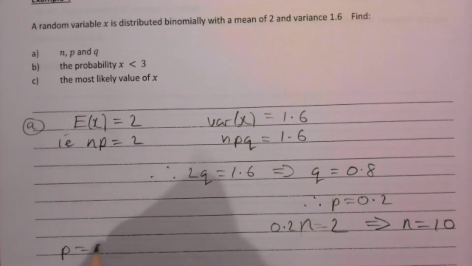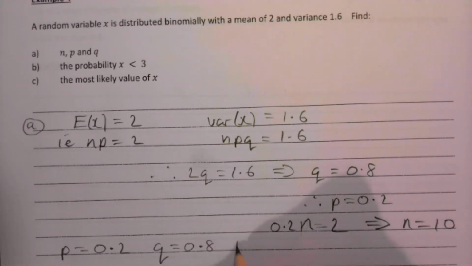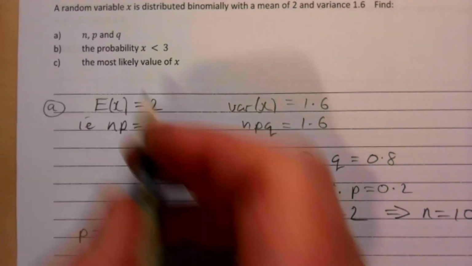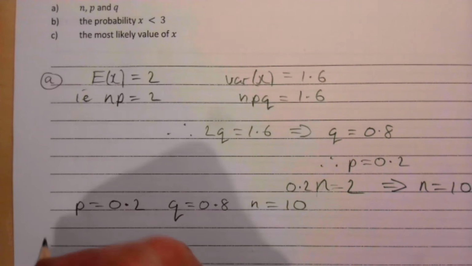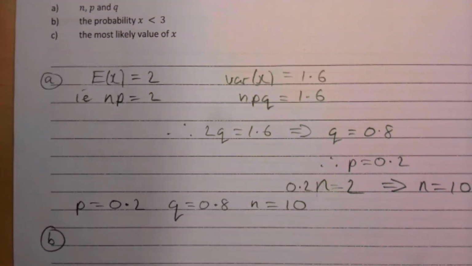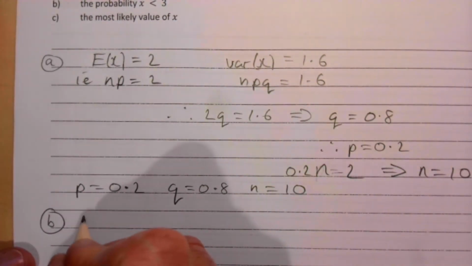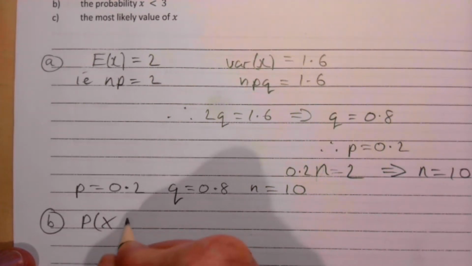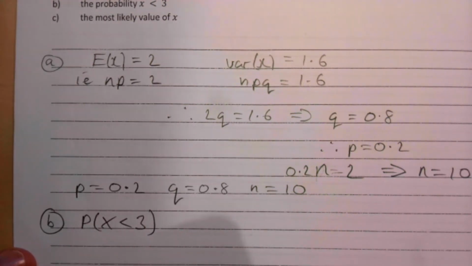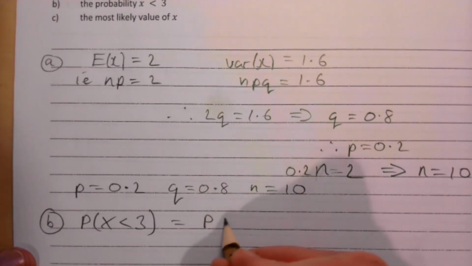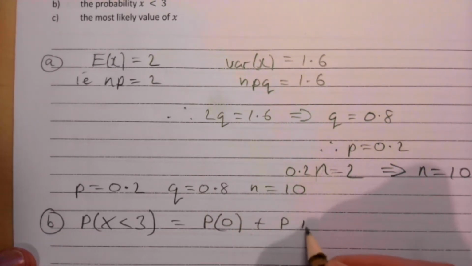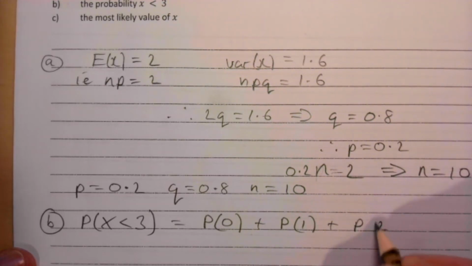P is 0.2, q is 0.8, and n is 10, and we can now do the rest of the questions. So the probability of x is less than 3. The probability x less than 3 is obviously the probability of 0 plus the probability of 1 plus the probability of 2.